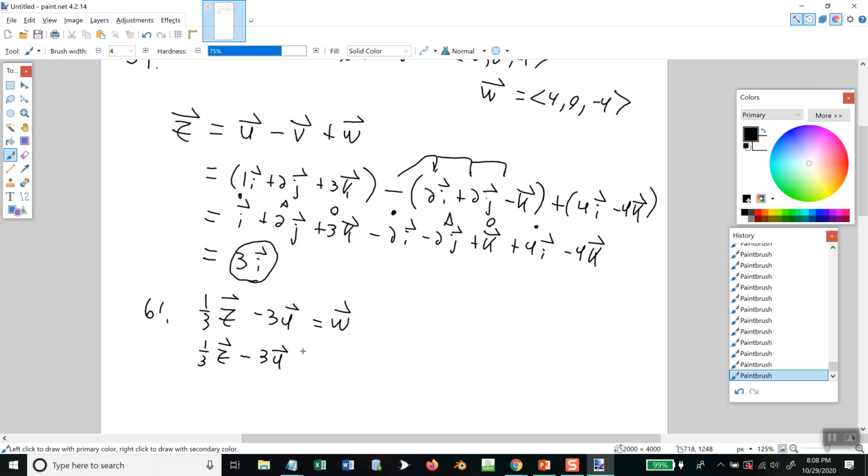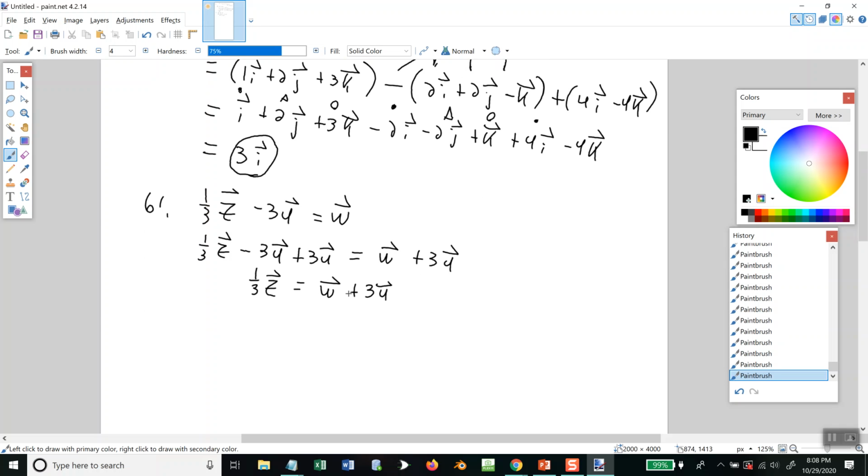What do you think I'd do first to get rid of that negative 3u? Yeah, add 3u to both sides. Those would cancel then, and so I got 1/3 z equals w plus 3u. Now what do you think I'd do? Yeah, multiply both sides by 3. Get z, and I could carry that through, like the distributive property. So 3w plus 9u. Now plug in your w and u and simplify it, and you get your z.